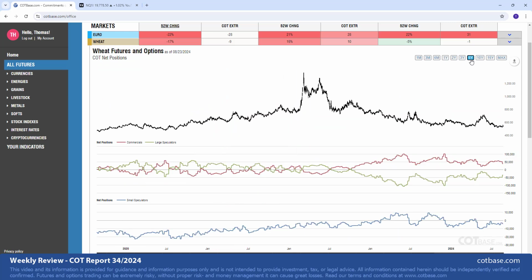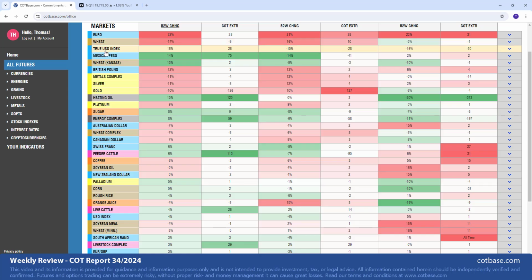Moving to a 5 year chart, we can see that this current reading is once again nothing too large or exciting. I wouldn't put much emphasis on the stress level conclusion here. There's not really an extreme to talk about, so we're just going to move on and have a look at our next market, which happens to be the true US dollar index.